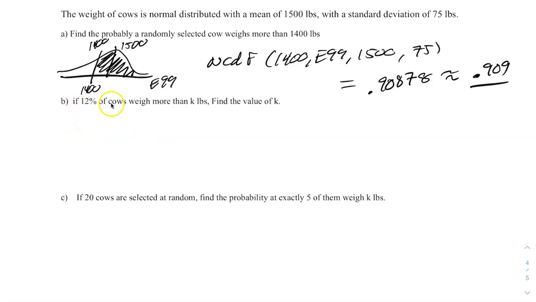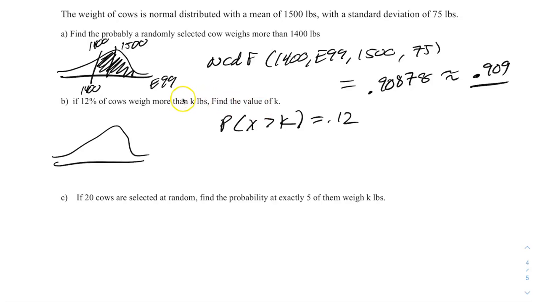If 12% of cows weigh more than K pounds, find K. So now again, notice that they give us a percentage. They're essentially saying the probability that x is greater than K equals 0.12. So I like to draw it. Greater than, so start on the right hand side, and you go 12% back from there. So this is 0.12. There's my K.